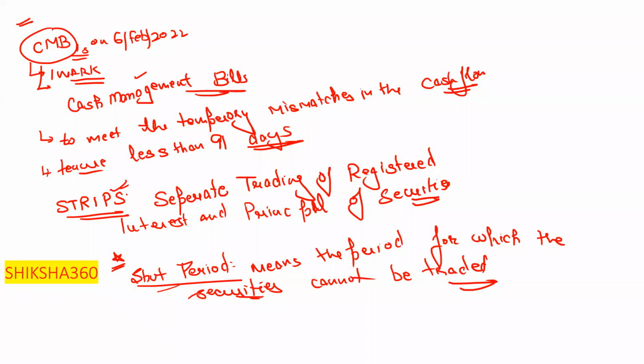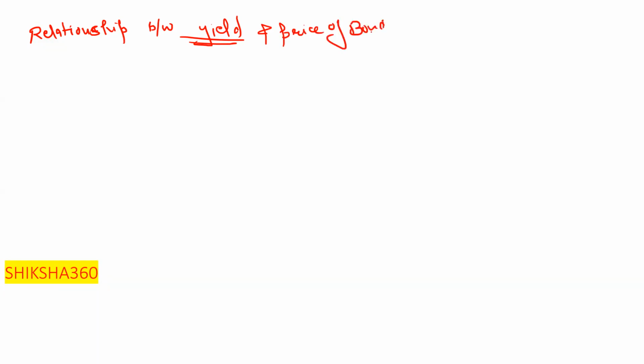Now, the next very, very important point which we have to discuss is the relationship between yield and price of a bond. Basically, you have to tell whether the bond is to be sold at a discount, at a premium, or at par.